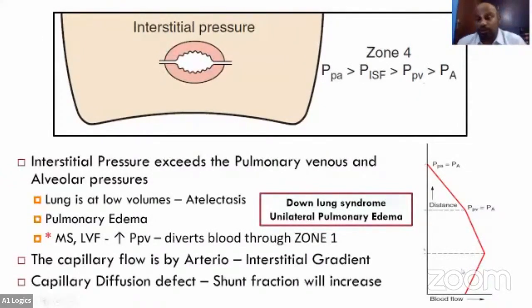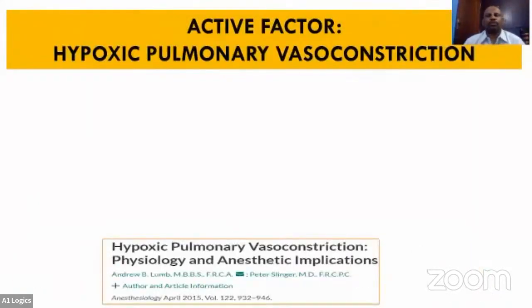And in addition to all the VQ mismatches, because of this interstitial pressure, the oxygen in the alveoli won't be able to reach the pulmonary capillaries very well. So the shunt fraction will increase if you are going to produce a zone 4 in this lung. So this is the passive factor which we have discussed.